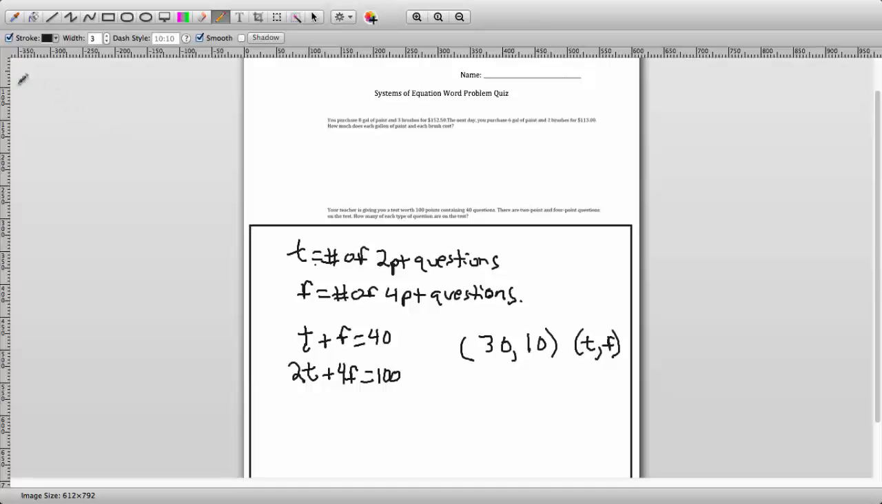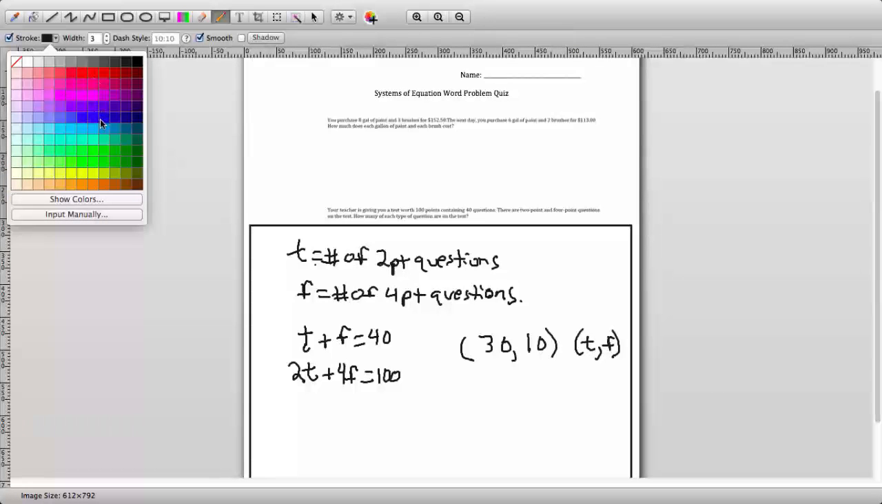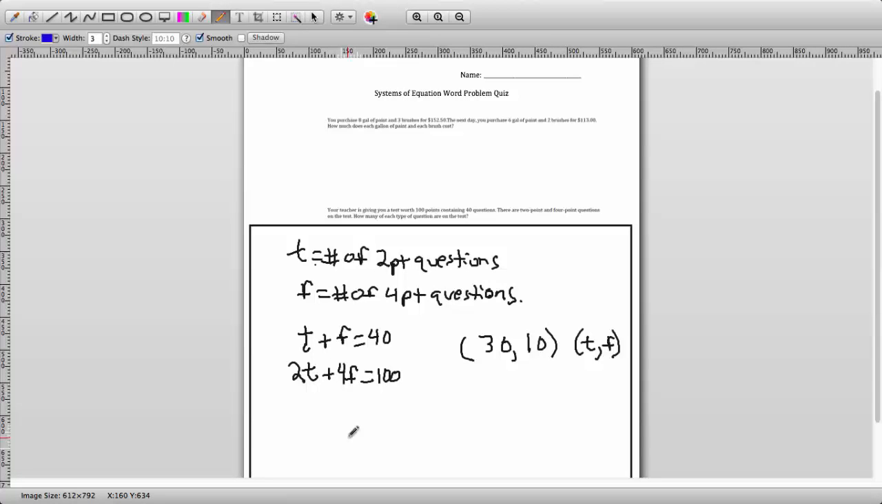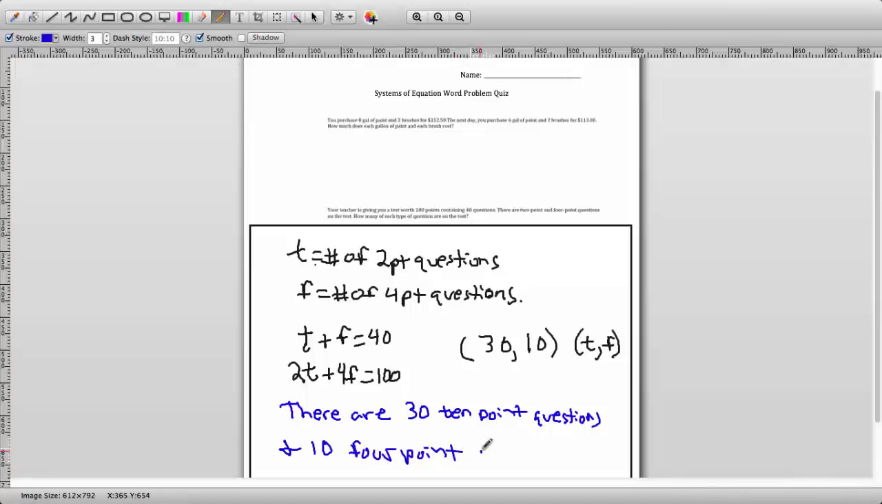Alright, so lastly, we'll need one sentence in context. There are 30 2-point questions and 10 4-point questions. Okay, that is all for number 2.